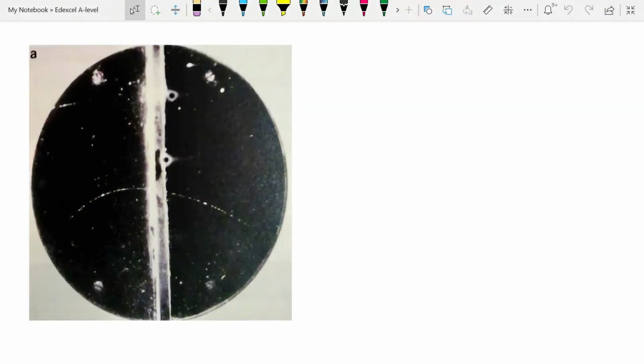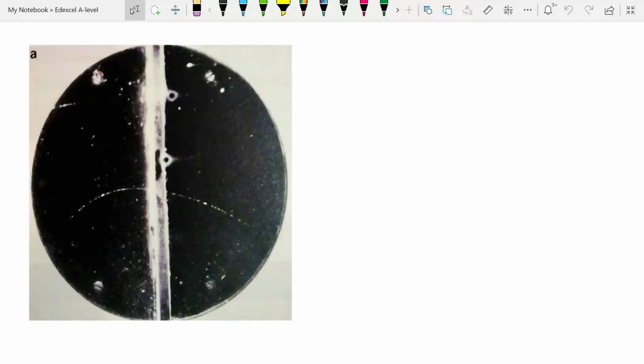This is a detector photograph taken in 1932, so 4 years after Dirac's proposal, by a fellow called Carl Anderson, who in turn won the Nobel Prize in 1936 for this. And at first glance, this looks like a very familiar track to us. If you haven't seen my video on detectors and tracks, I will put a link to it here.